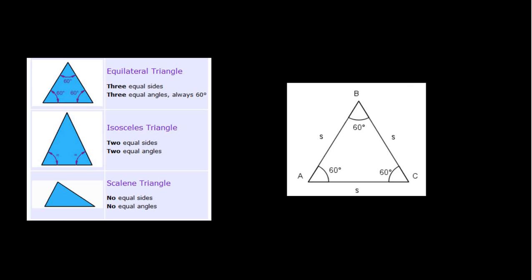Now if we look at this triangle, what type of triangle do you think this is? Is it an equilateral triangle, an isosceles triangle, or a scalene triangle? Well, it looks like an equilateral triangle. That's right, because it has three equal sides and it has three equal angles that always equal 60 degrees.